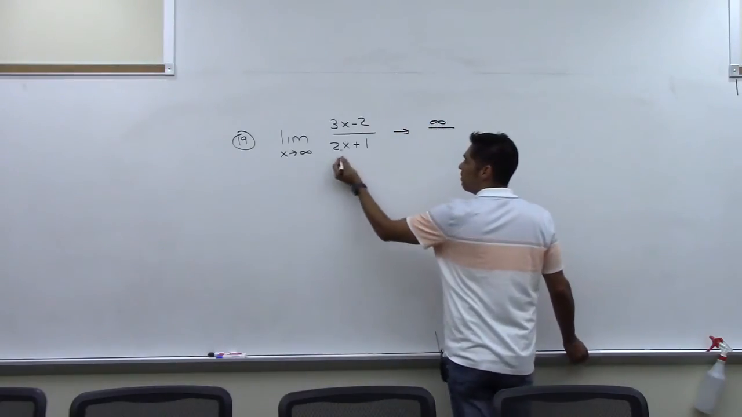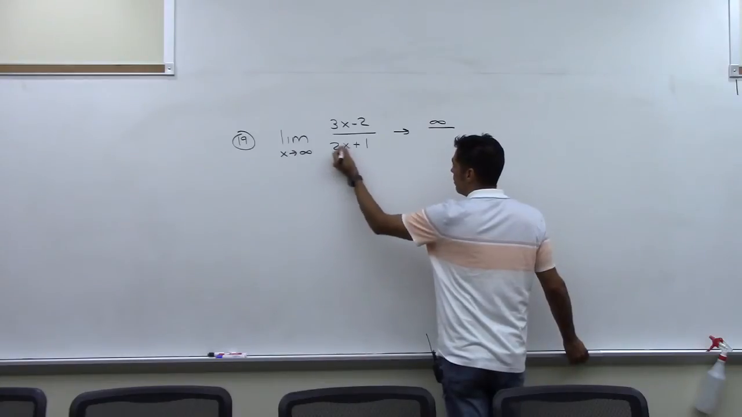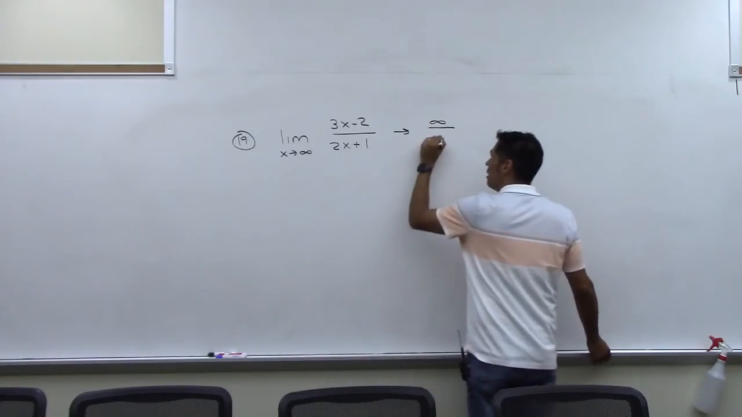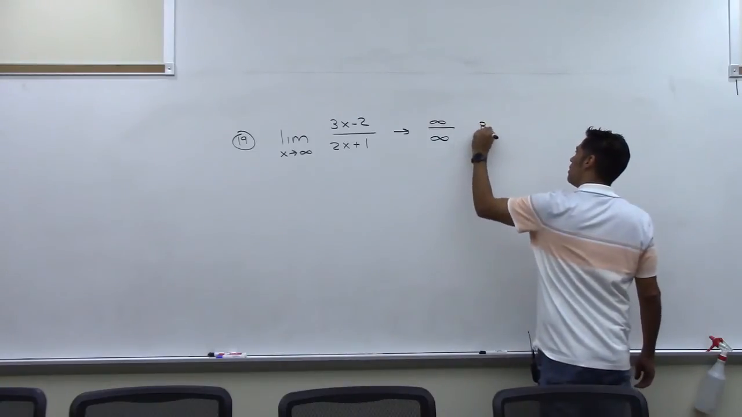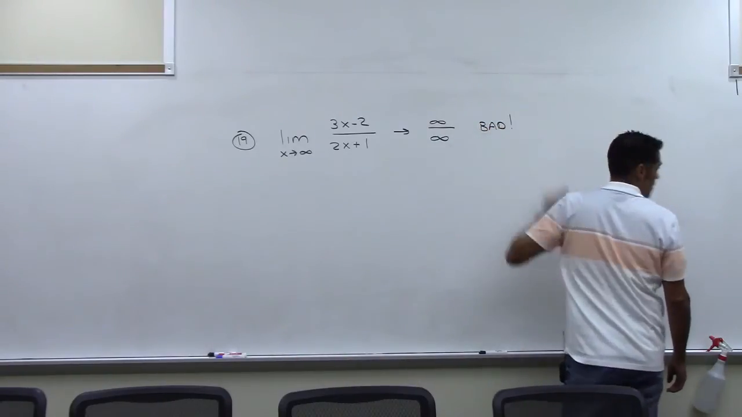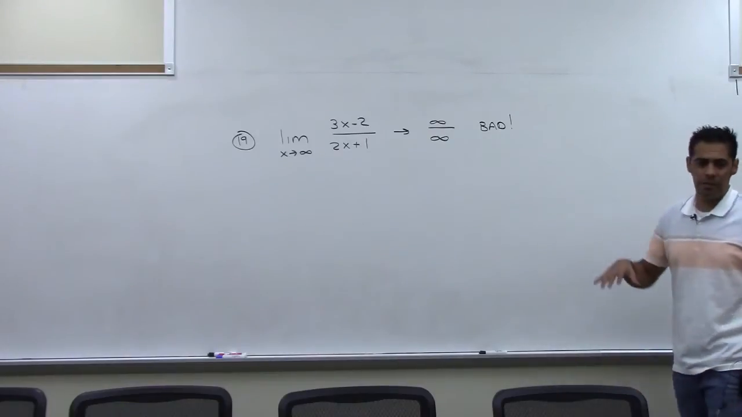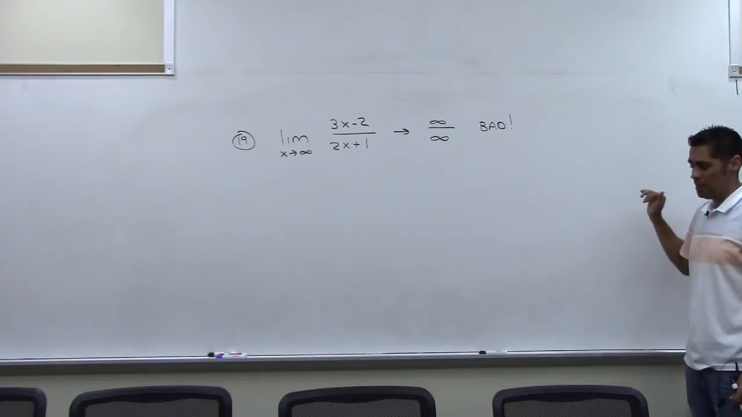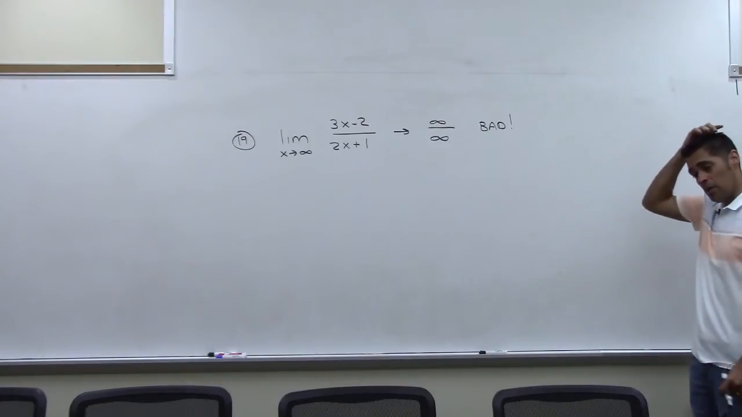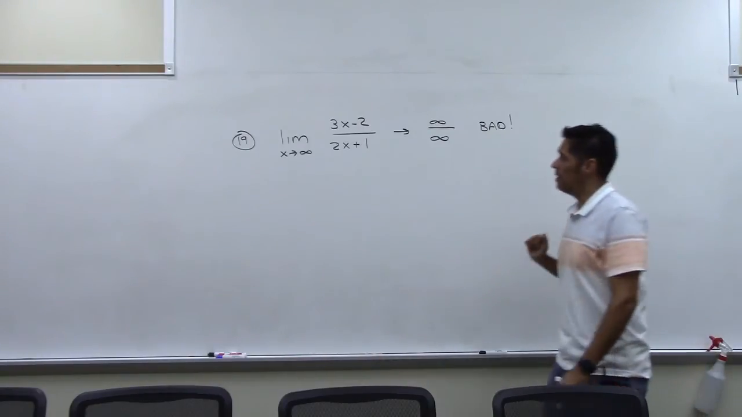And the bottom here, 2 times an infinitely large number is going to be huge, plus 1 is still huge. This is infinity over infinity. And this is another one of our bad situations. But this is not like the previous problems where we're going to get infinity, negative infinity, or does not exist. For this one, we have to do some algebra. We have to do something to help us get this.